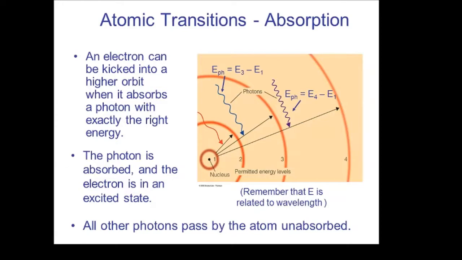An electron can be kicked into a higher orbit when it absorbs a photon with the exact right amount of energy. That's important. If you want to move an electron up to a higher level, it has to receive the perfect amount of energy to make that move. It can't be too much. It can't be too little.